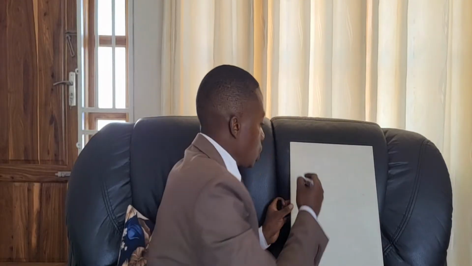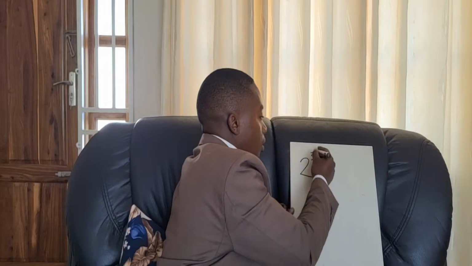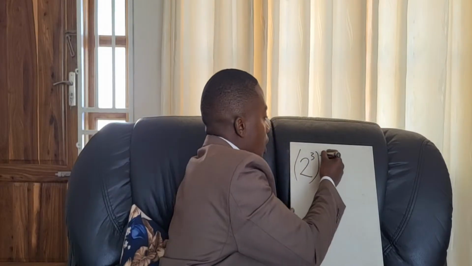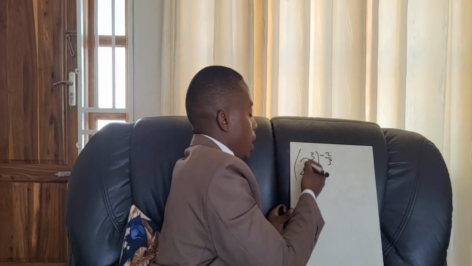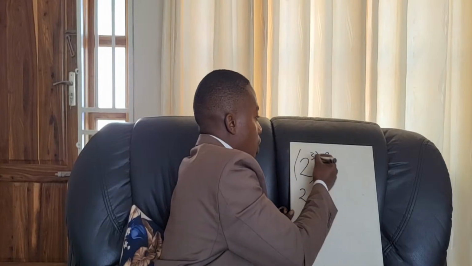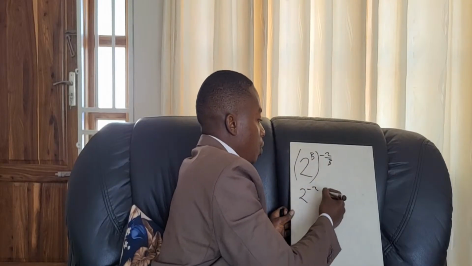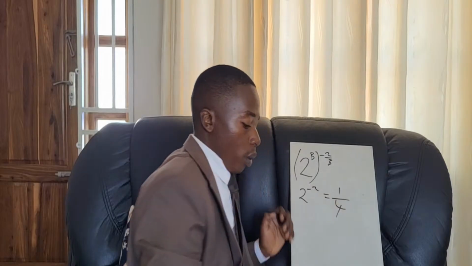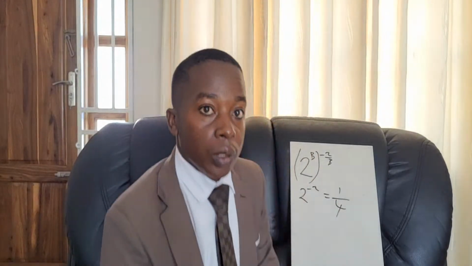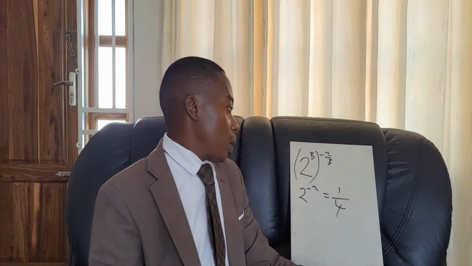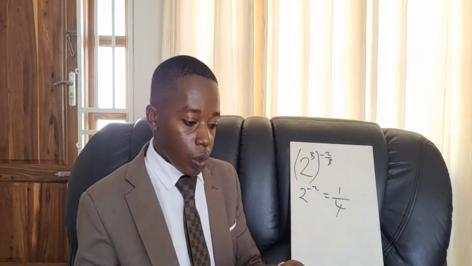Then the next equation is 2 to the power 3 to the power negative 2 over 3. If I multiply the powers, it's 2 to the power negative 2, which is the same as 1 over 4. Because it's 1 over 2 to the power 2, and 2 to the power 2 is 4.